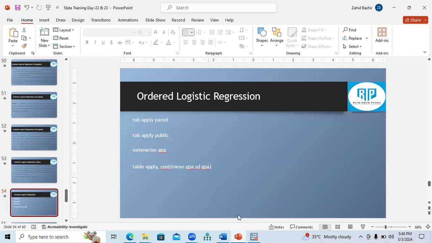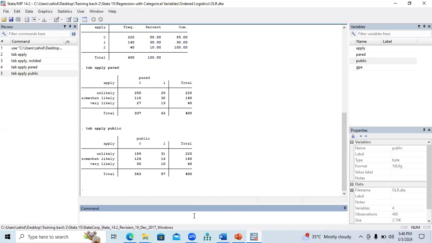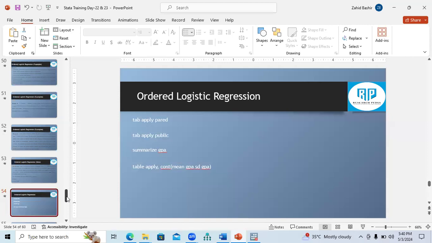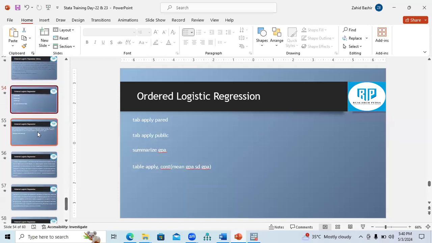You can also summarize the GPA of students. You need to write sum and then GPA. It will let you know the specific detail of the grade point average. There are 400 students. The average GPA is 2.99, which is approximately 3. The minimum GPA is 1.9 and the maximum is 4. So this is the specific detail of the GPA that you are going to consider here.